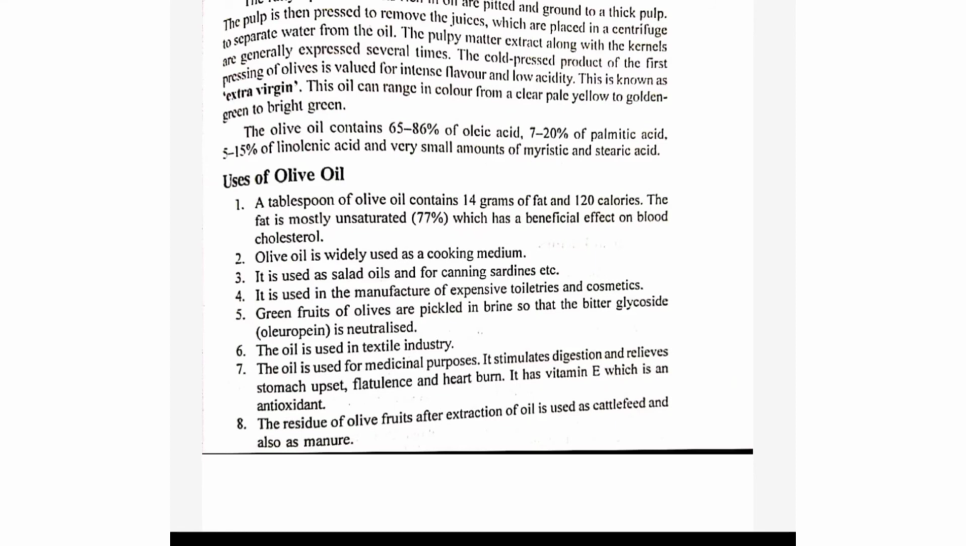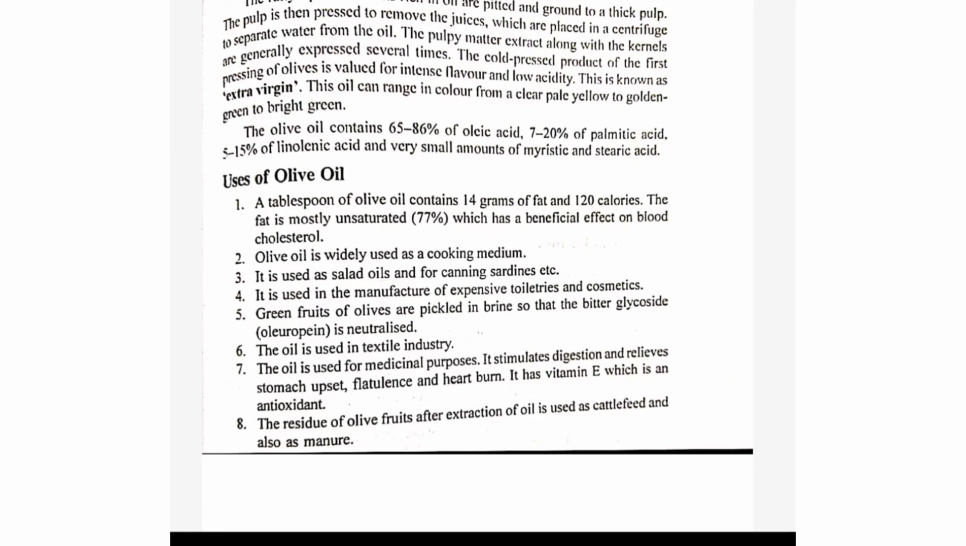The residue of the olive fruit after the extraction of the oil is used for cattle feed and also as manure. So after the extraction of the oil, the remaining portion of the fruit is used as feed for animals and also as manure for plants. So we discussed the different uses of the oil: cooking purposes, medicinal purposes, calorie source, and the textile industry.